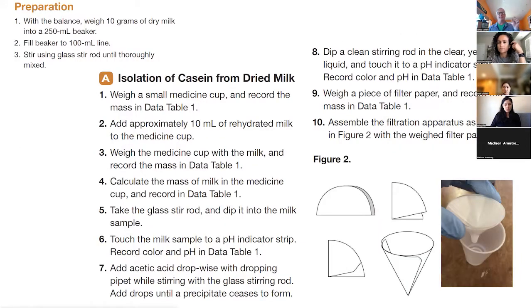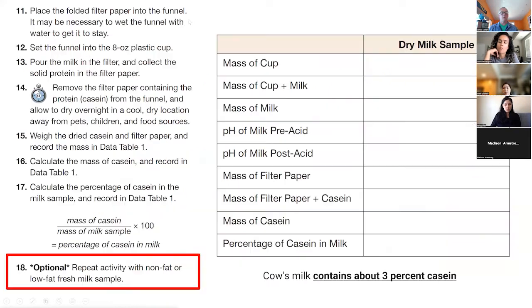Weigh a medicine cup. Add about 10 mils of the rehydrated milk back. Record the mass. That'll give you your mass of milk. And then take the pH, start adding the acetic acid till it stops precipitating. Take the pH again, and then we're going to weigh the filter paper and then filter our protein product.